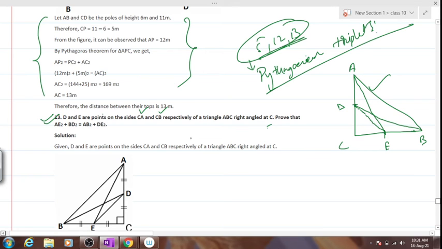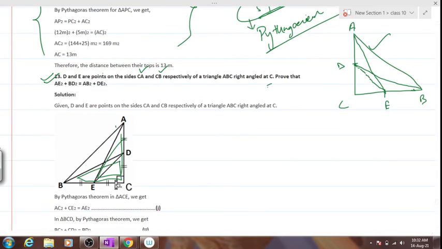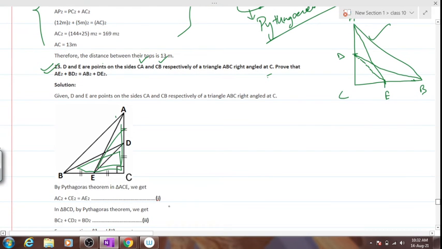Now, which triangles should we consider out here? We have AE square plus this square should be equal to AB square plus this square, right? So can we consider this triangle and the entire triangle? Not the entire, this one and this one, yes or no? This one and this one. What do we get? You can write this, yes or no, please confirm.